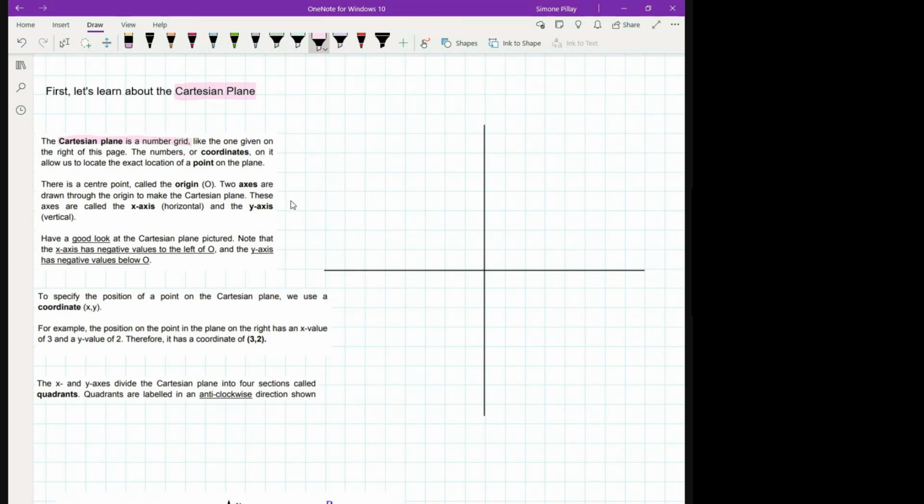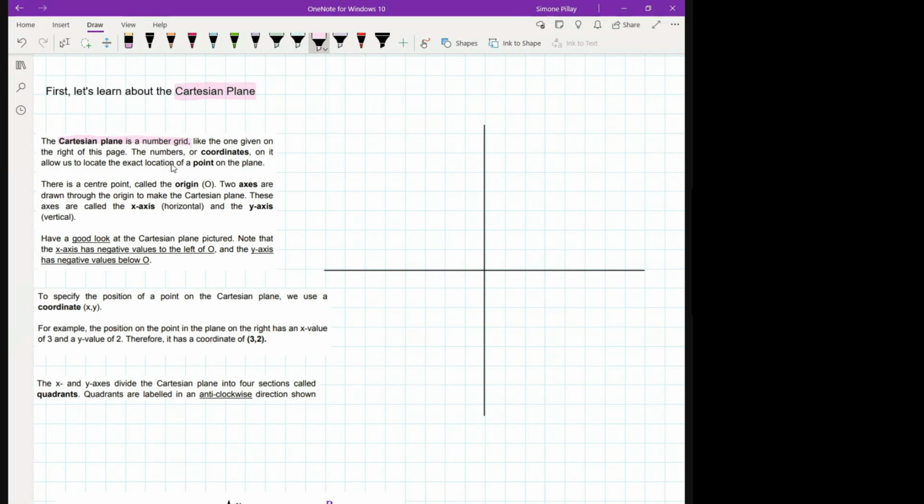It is like the one given on the right of this page, which we have down at the bottom. So it is a number grid. You guys know how grids work. You've done it in maths before, and you probably would have done it in geography. I'm saying geometry, you can tell I'm a math teacher, in geography.